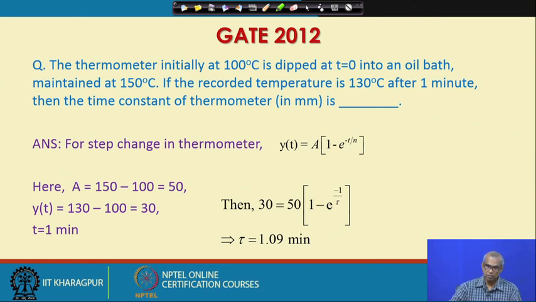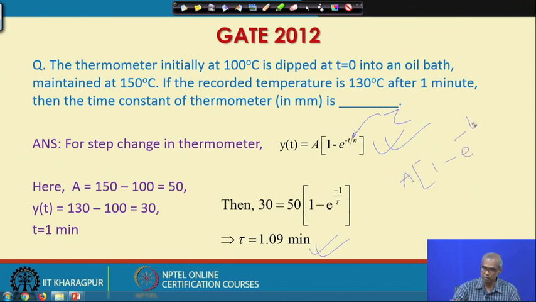Then putting the values in the equation Yt equal to A into 1 minus e to the power minus T by tau, we get tau equal to 1.09 minute.